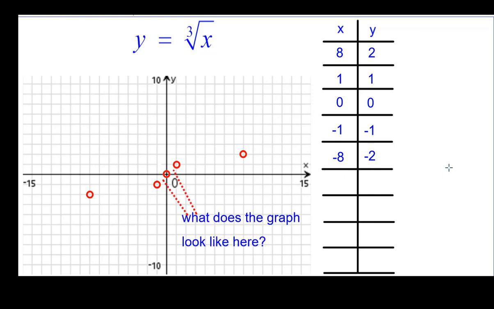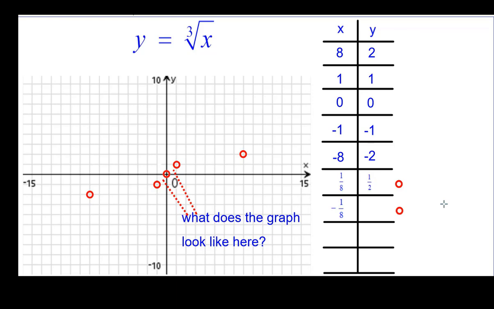But right here, what does the graph look like? Is that a straight line there? So to investigate that, we're going to use 2 other numbers, 1/8 and -1/8, to see what's going on there. And you probably, again, figured out why I picked those numbers. Those are perfect cube fractions.